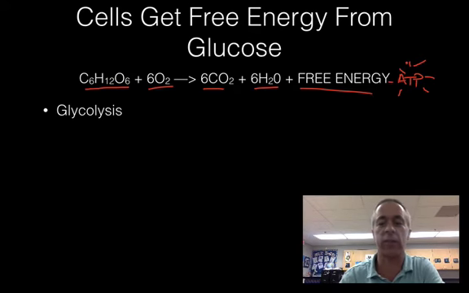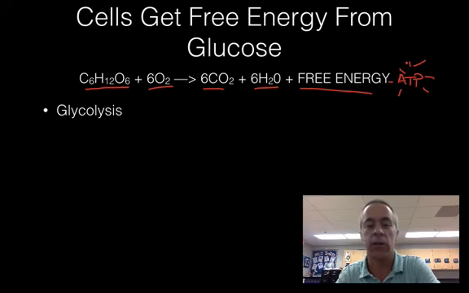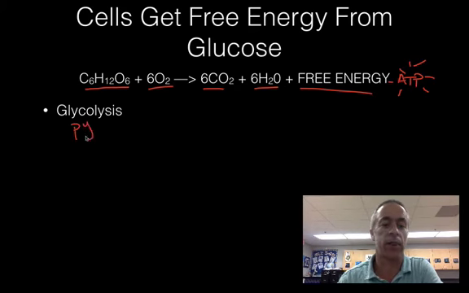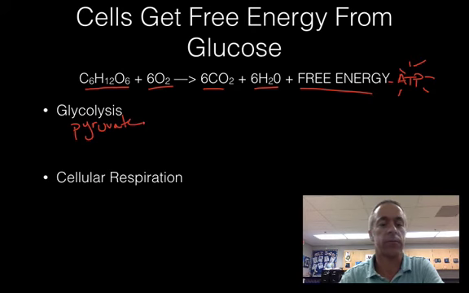And this process takes place in several different steps. And we're going to go back and revisit each of these steps in order with a little bit of detail for each. So the first of those is what we call glycolysis. And this is the process by which glucose gets broken down into something called pyruvate. And then glycolysis ultimately leads to cellular respiration.